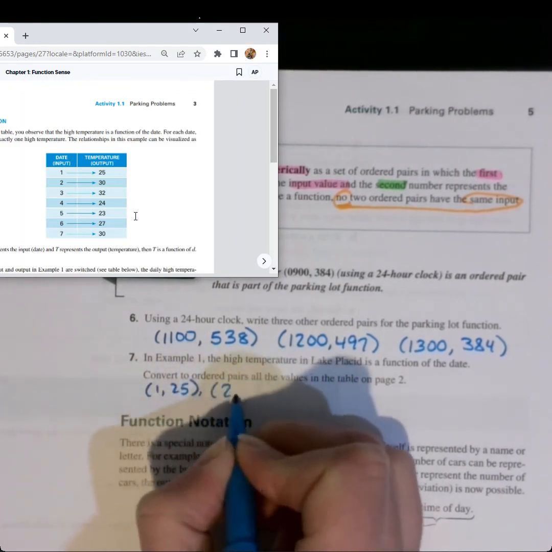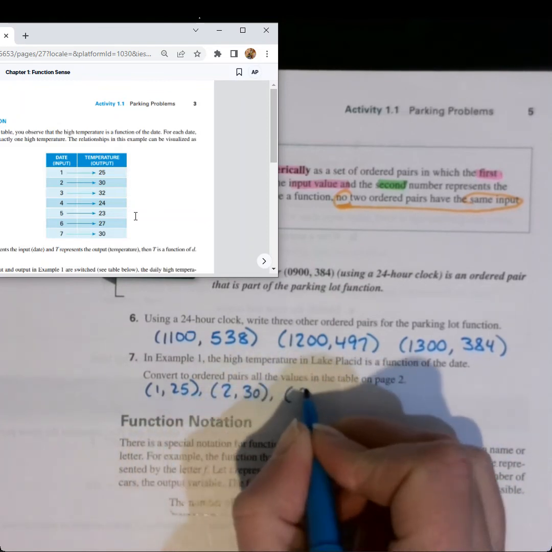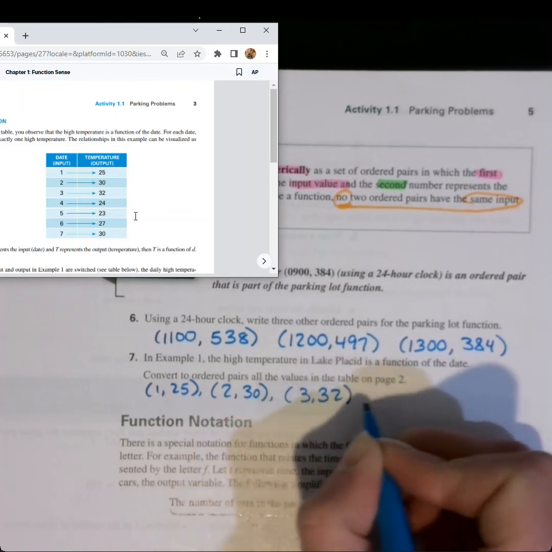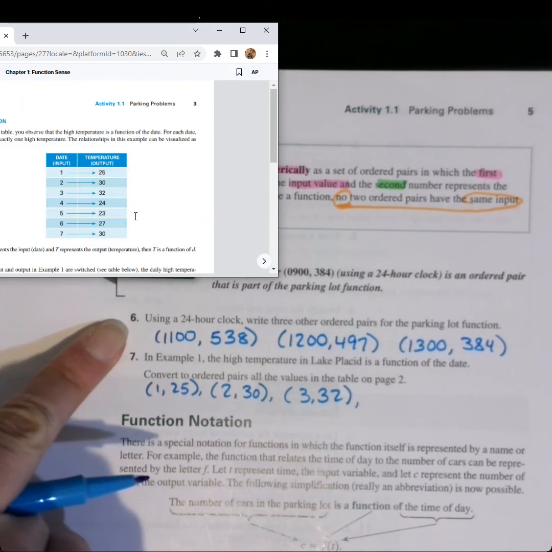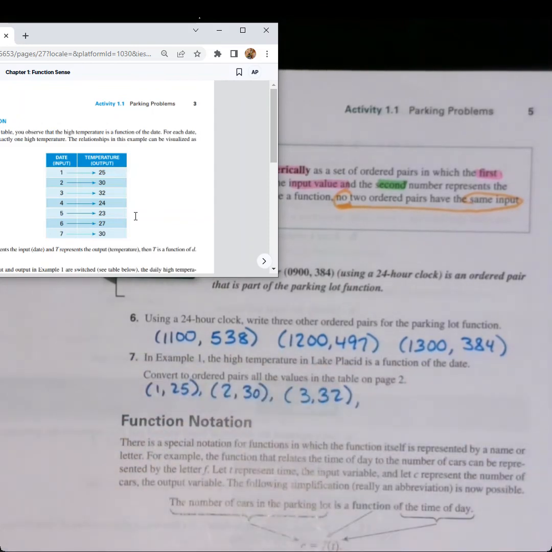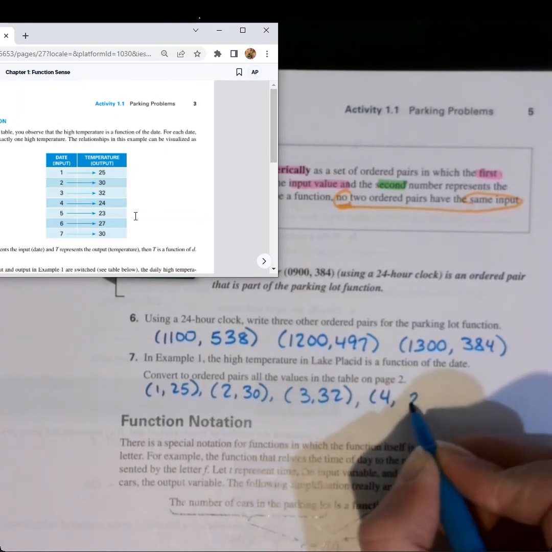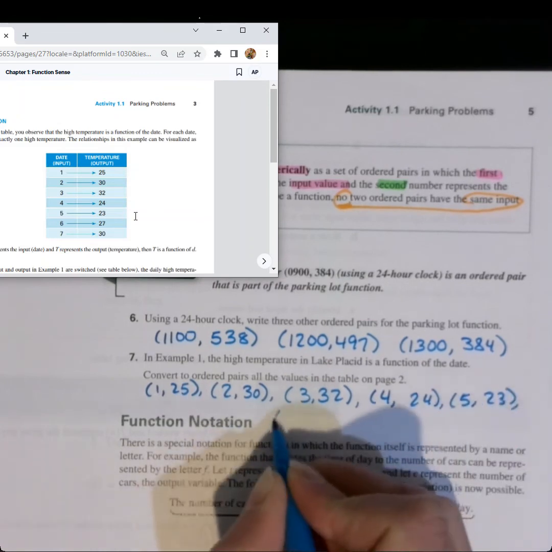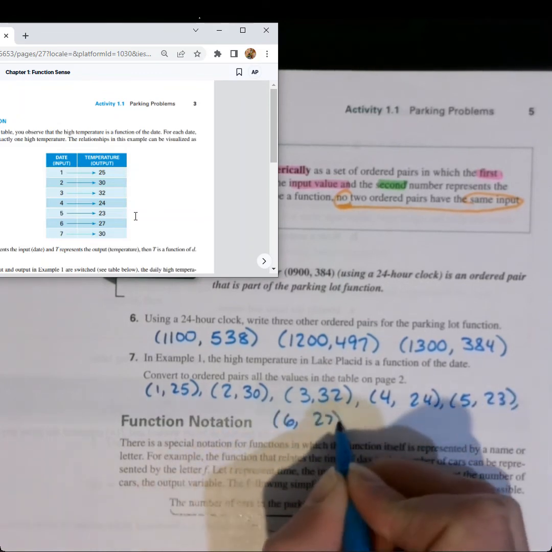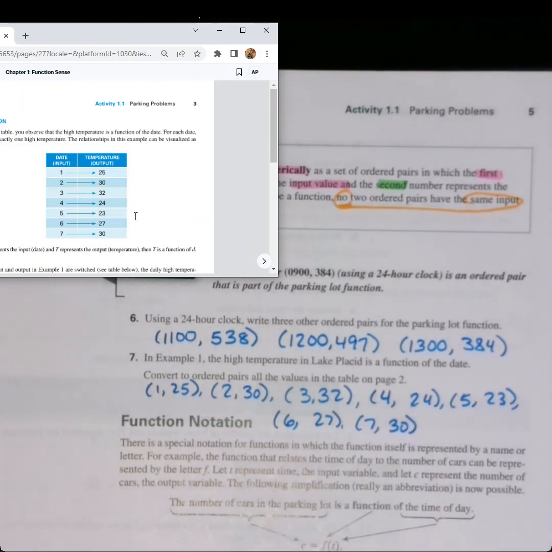The next one is 230. The next one is 332. I think the only reason they didn't ask us to do all of them in the previous question was that there were a lot in that first table, so it would have a lot of writing. We can do all of these here because there weren't as many values. So 424, 523, 627, and last we have 730. So we've converted those to ordered pair notation instead of table notation.